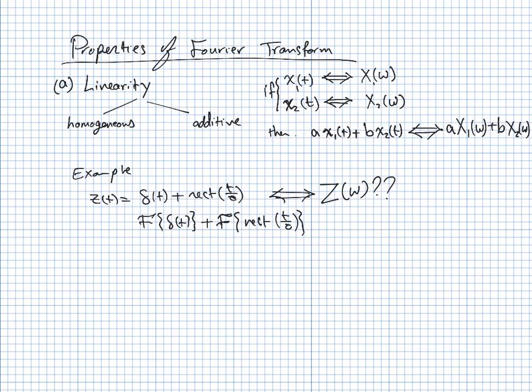So you will simply say, because of linearity, you write that the Fourier of Z of T, okay? Then this simply means that the Z of omega, which is the Fourier of Z of T, is equal to, what's the Fourier of delta of T? We said it's going to be 1, right? And the Fourier of the rectangle is going to be sinc of omega tau over 2. And this is multiplied by tau.